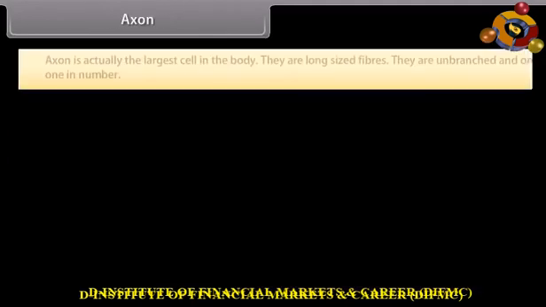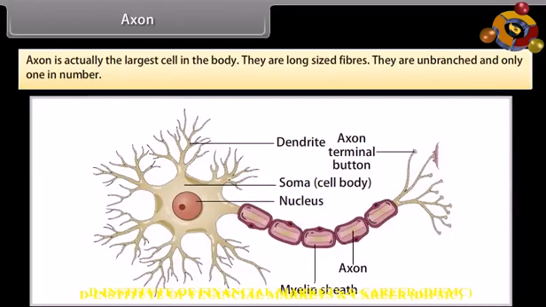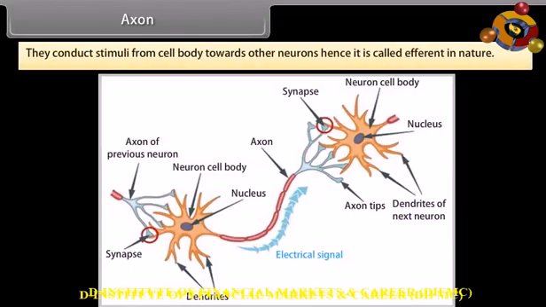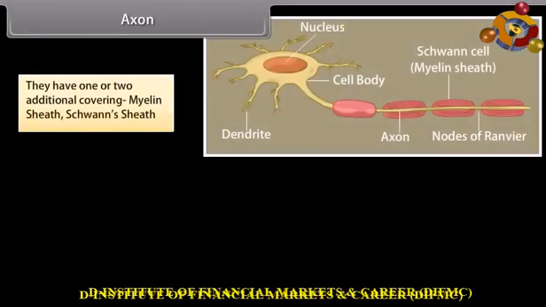Axon. Axon is actually the largest cell in the body. They are long-sized fibers. They are unbranched and only one in number. They conduct stimuli from the cell body towards other neurons, hence it is called efferent in nature. They have one or two additional coverings.